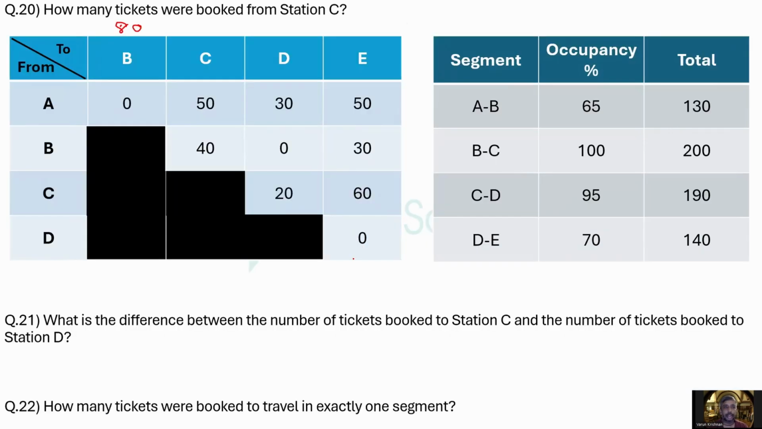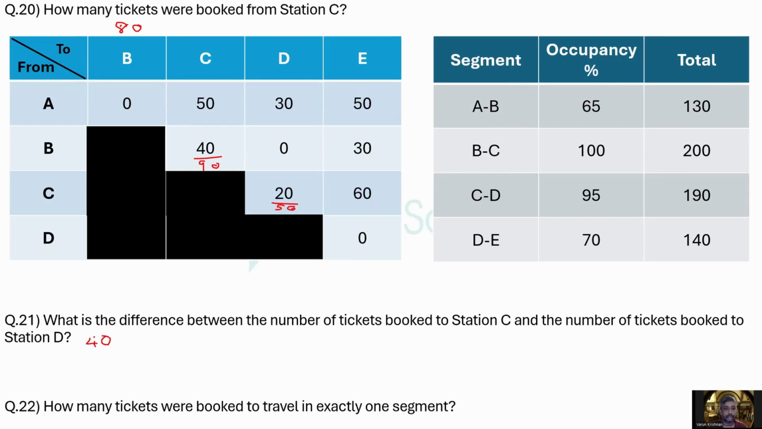Then how many tickets are booked from station C? Answer is 80. Then the next question is, what is the difference between the number of tickets booked to station C and the number of tickets booked to station D? So booked to station C means that is A to C plus B to C. So A to C plus B to C is 90. And the number of tickets booked to station D is 30 plus 20, which is 50. So 90 minus 50, 40 will be the answer to this question.